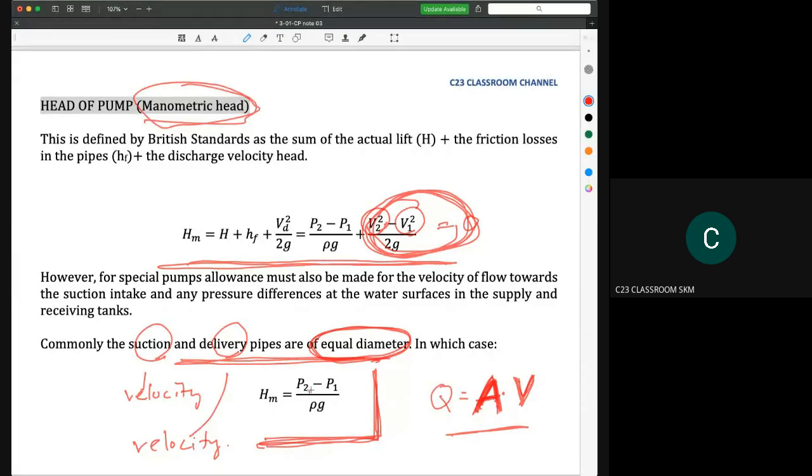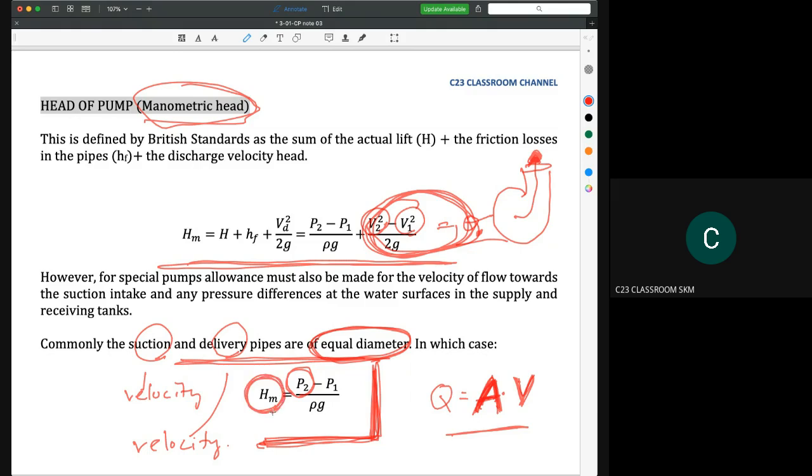So why do we always write P2 minus P1? Please remember the mechanism of the centrifugal pump. We have a volute. We purposely have a larger cross-sectional area in the volute because we want to make sure that the pressure at the outlet is higher compared to the pressure at the inlet.